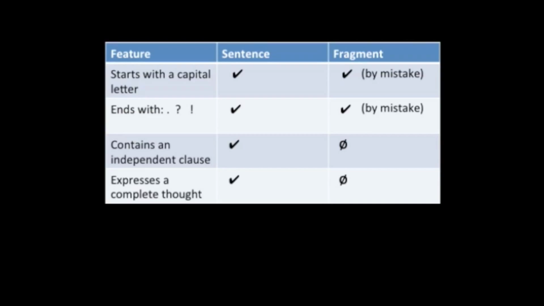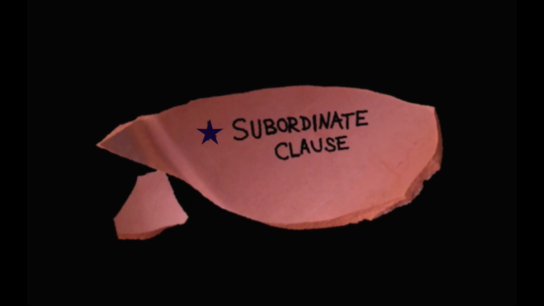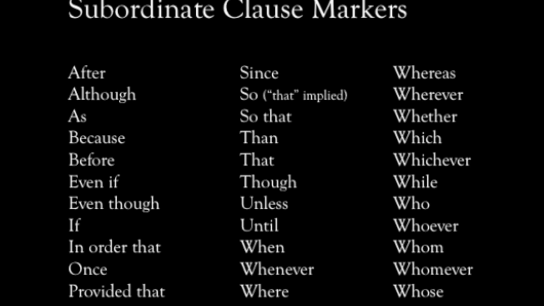The first type of sentence fragment we'll look at is the subordinate clause fragment. A subordinate clause does contain a subject and a verb, but it begins with a subordinate clause marker, so it cannot serve as a main clause. Some common subordinate clause markers are listed here: after, although, as. You can pause the video to read the list if you want. Click play when you're ready to go on.